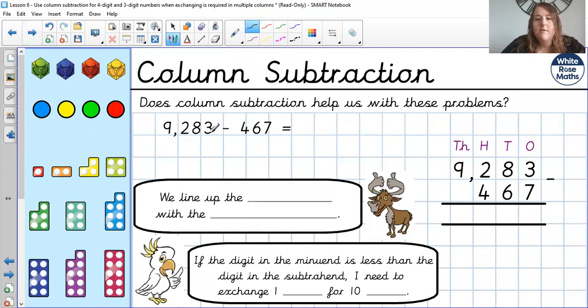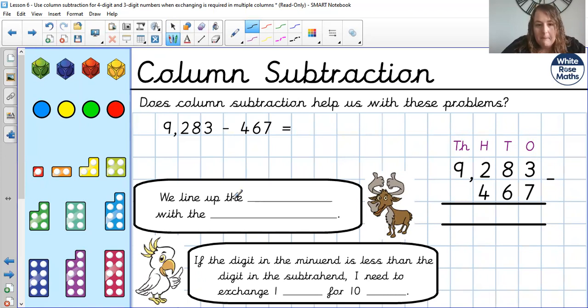So the first thing you'll notice is my 467 is in the hundreds, tens, and ones column. So there's nothing here in the thousands column that I'm subtracting. My 9,283 is also lined up into the thousands, hundreds, tens, and ones. And again, here we line up the hundreds with the hundreds, the tens with the tens, and the ones with the ones.